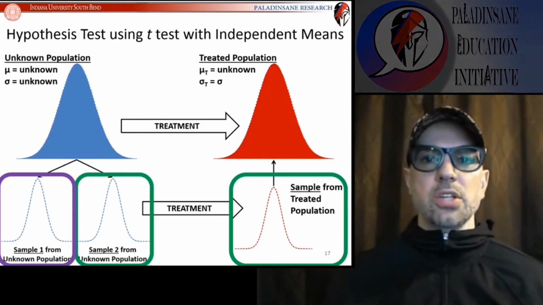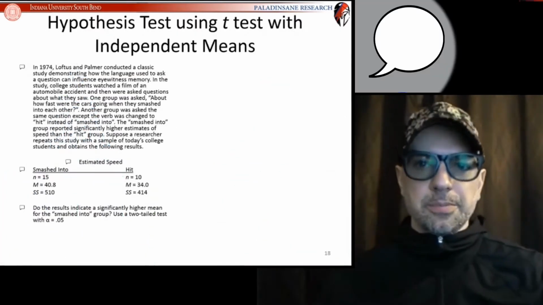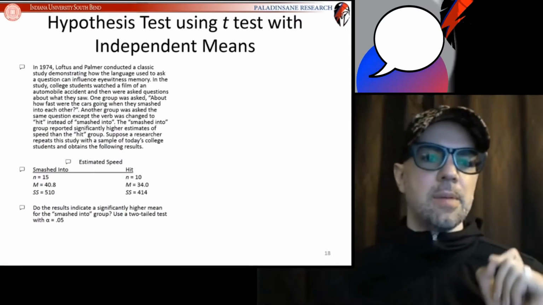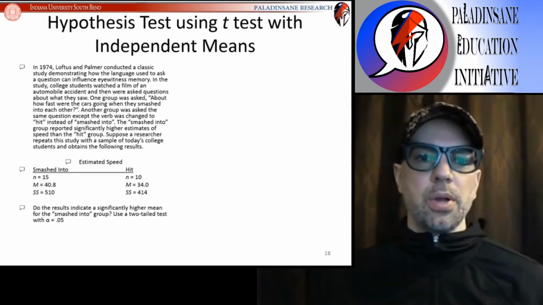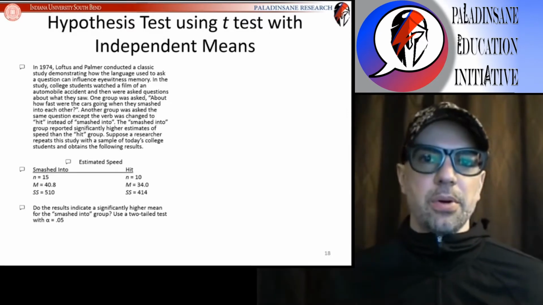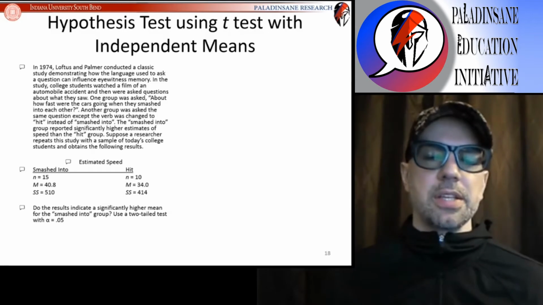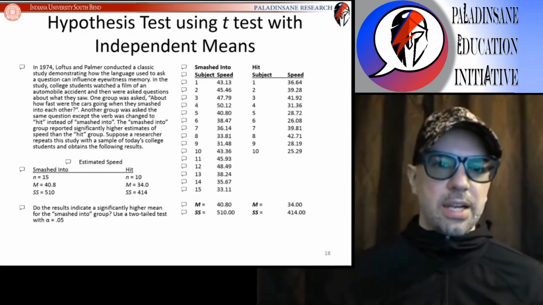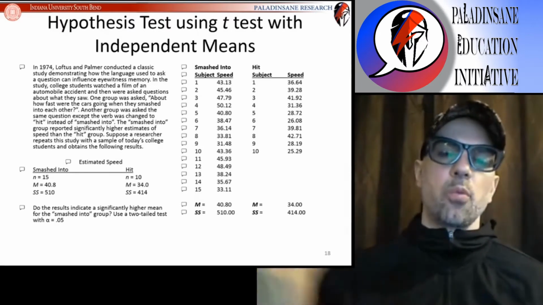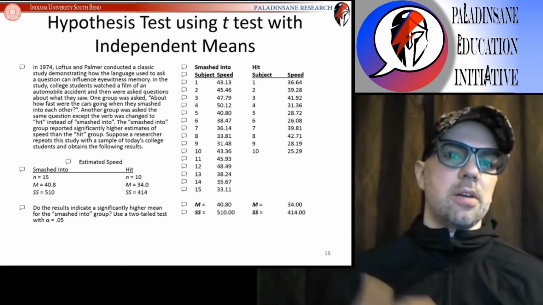So going back to our Loftus and Palmer study here, it's very important to realize that the 15 subjects in the smashed into group are completely different people than the 10 subjects in the hit group. So here we have their scores laid out individually. These are the raw data. Just bear with me.